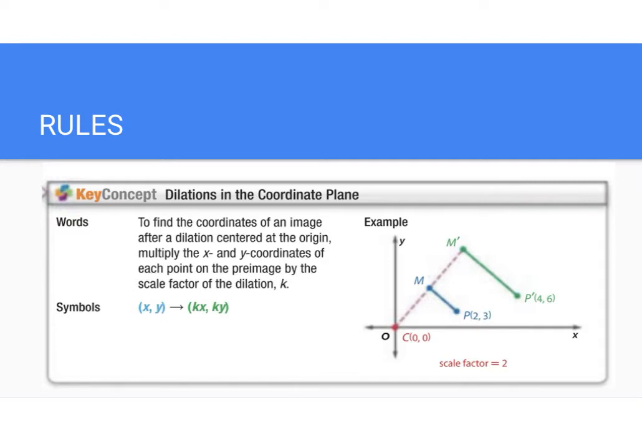When doing a dilation in the coordinate plane, we can basically use this rule, which is to multiply by the scale factor. So you're going to take the x and y coordinates and multiply by whatever scale factor you are enlarging or reducing by. That scale factor is known as the variable k.